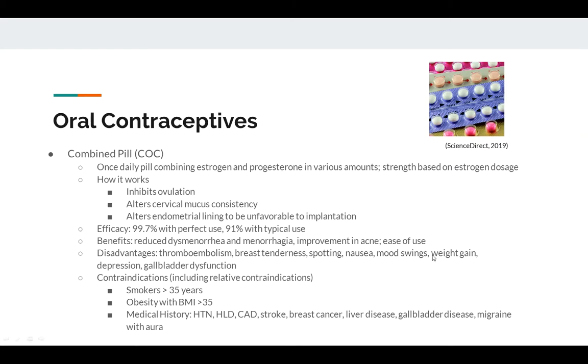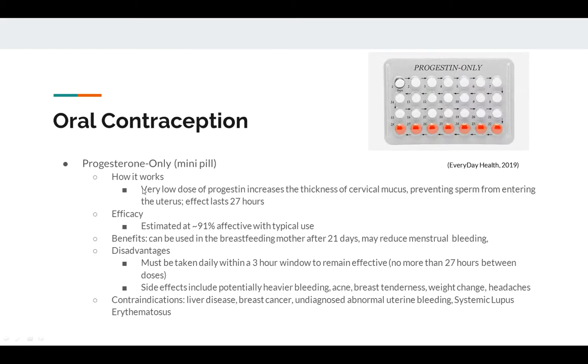However, the combined pill has a number of disadvantages and contraindications, so it's more likely to cause some side effects as well as some adverse events, and it also needs to be used very cautiously or not at all in women with certain cardiovascular risk factors or gallbladder disease, or breast cancers. The progesterone mini pill only lasts about 27 hours.